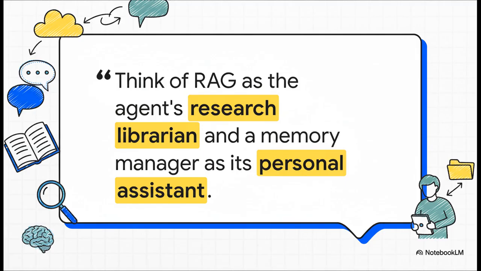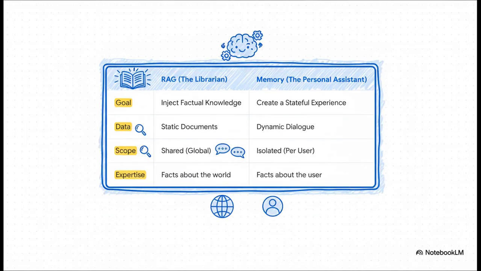RAG, or Retrieval Augmented Generation, is like the agent's research librarian. It's an expert on facts about the world. But memory is its personal assistant. It's an expert on facts about you. This table really hammers that point home. See, RAG pulls from static, shared knowledge like PDFs and wikis to give you factual answers. Memory, on the other hand, is built from your dynamic, personal conversations to create a tailored experience. One is an expert on the world, the other is an expert on the user. And a truly intelligent agent, it absolutely needs both.